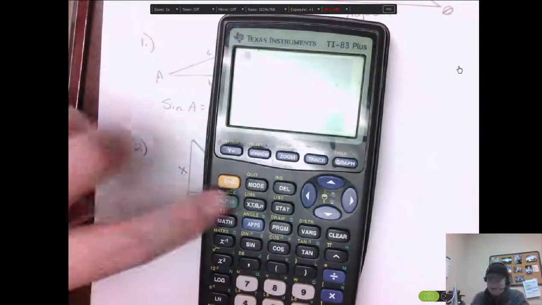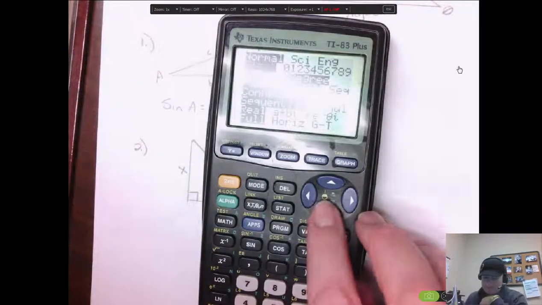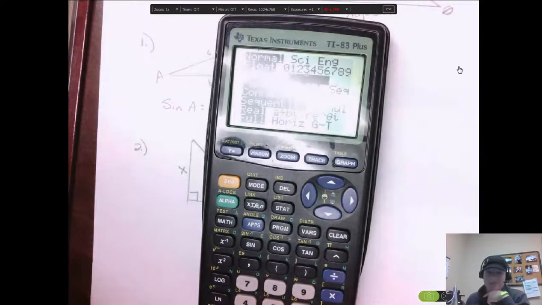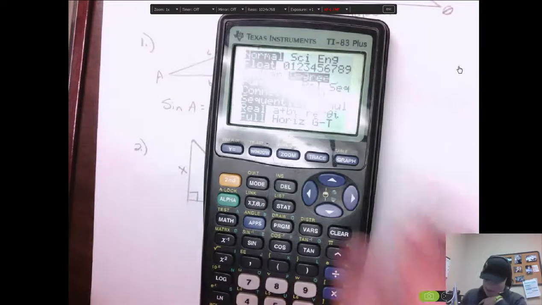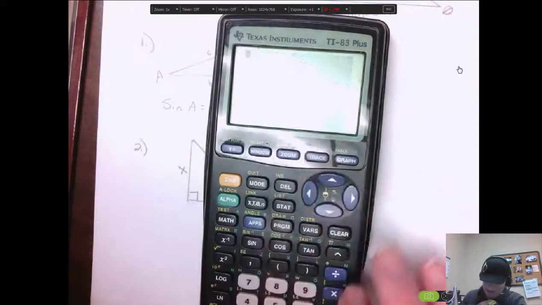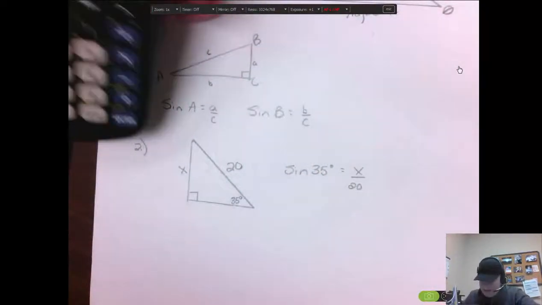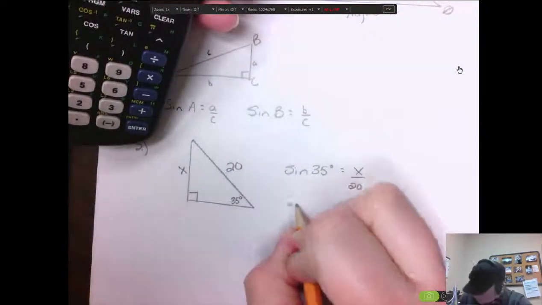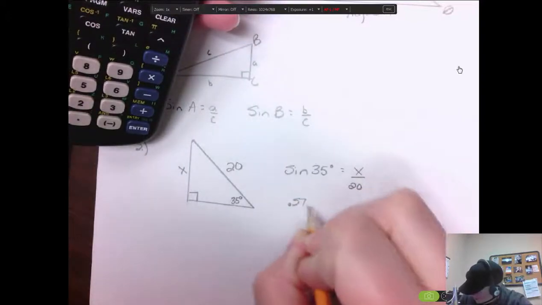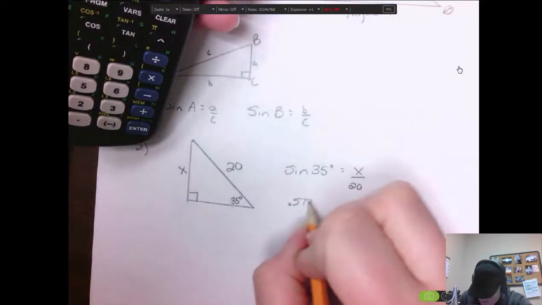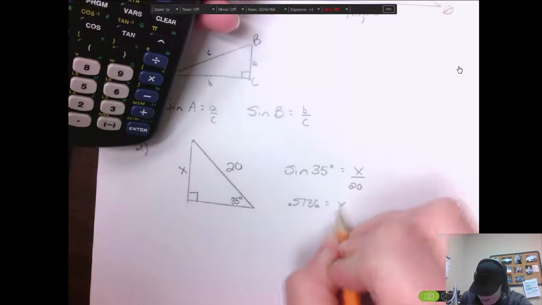On the graphing calculator, you have to hit mode, and you have to go down and make sure it's on degrees here in mode, and mine is, so I'm going to get out of that. And then from there, what I have to do is find sine of that degrees, which I just did. It is always a decimal, so it's 0.5736 if I round, and it's x over 20.